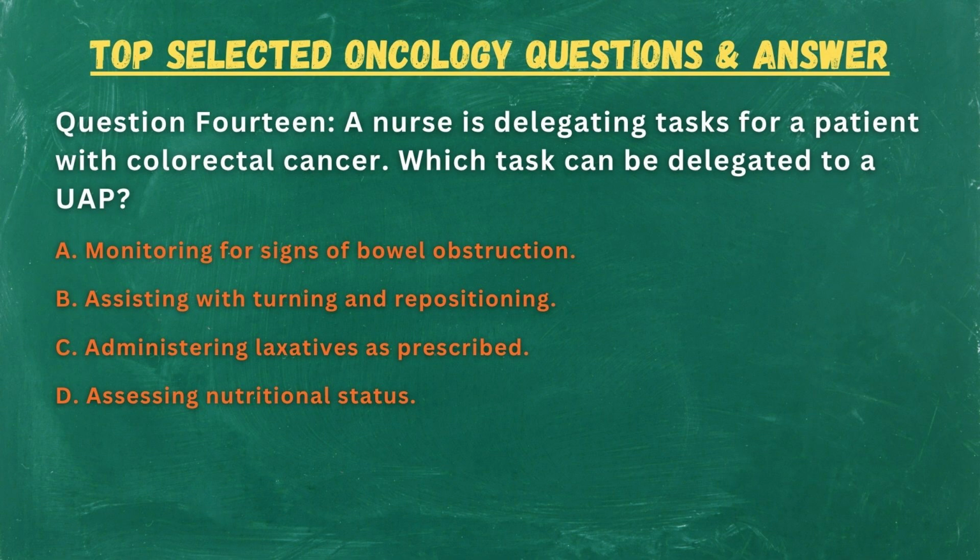Question 14. A nurse is delegating tasks for a patient with colorectal cancer. Which task can be delegated to a UAP? A. Monitoring for signs of bowel obstruction. B. Assisting with turning and repositioning. C. Administering laxatives as prescribed. D. Assessing nutritional status.